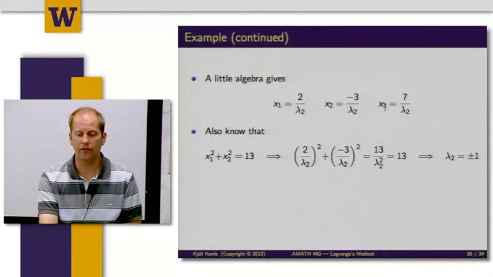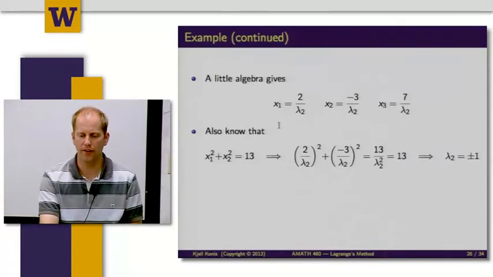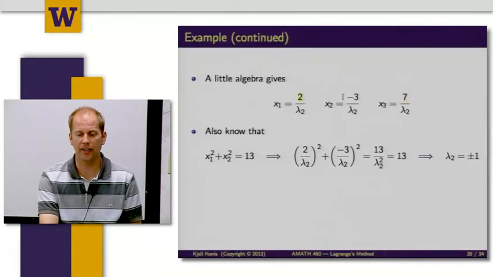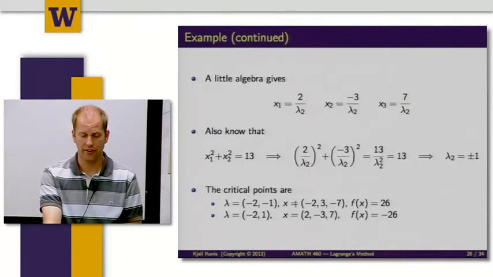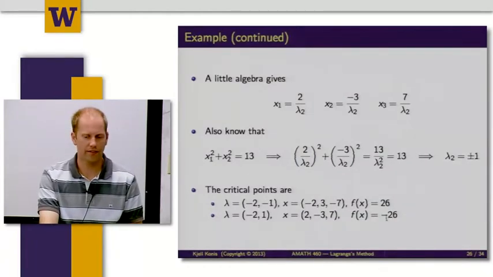And now because x1, x2, and x3 are functions of lambda 2, it means I'm going to end up with this. So the lambda 1 is fixed at negative 2. That will always be negative 2. Then my other critical points are going to be lambda 2 equals positive 1, x1 equals 2, x2 equals negative 3, and x3 equals 7. Or lambda 2 equals negative 1, and then I'm going to get negative 2, positive 3, and negative 7 for my x1, x2, x3. So these are the two critical points.